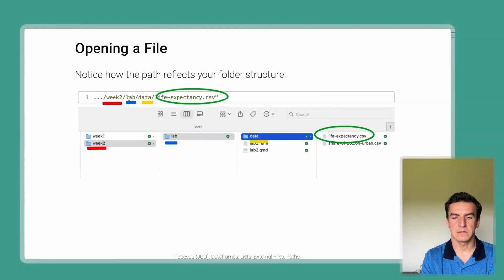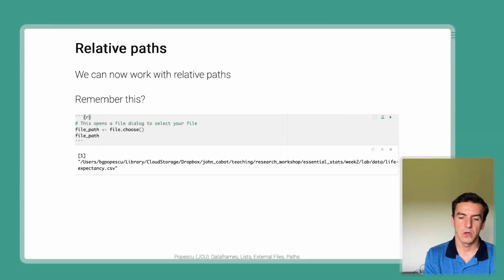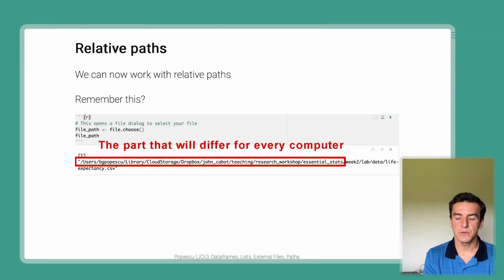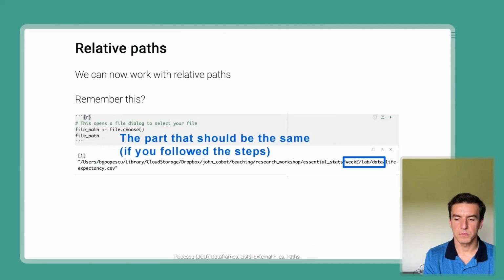After the second forward slash, I have my second folder. Within my second folder, I have a third folder called data. That's also after a forward slash. Finally, I have my file just here within this folder. So this is more or less the hierarchy of folders. I have week 2, I have lab, I have data, and then I have the CSV file. Okay, so this is the part that will differ from computer to computer. This part should be the same, not necessarily here.